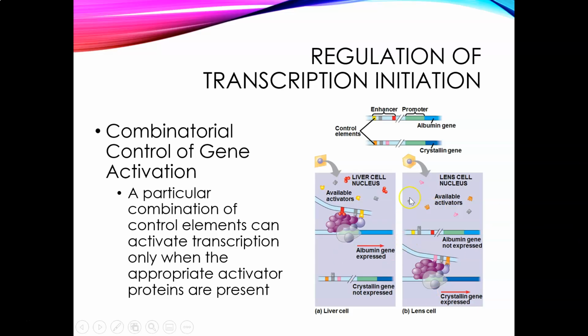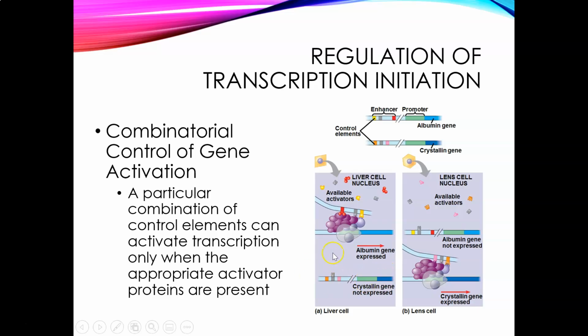So that's what we're looking at here. I've got the same set of genetic information, right? Here is an example of an albumin gene, which is something we typically associate with liver function, and then the crystalline gene, which would be typically associated with lens cells in your eyes. So in a liver cell, those available activators are attached to those enhancers. We're creating that initiation complex and allowing the albumin gene to be expressed because we need that protein in those liver cells.